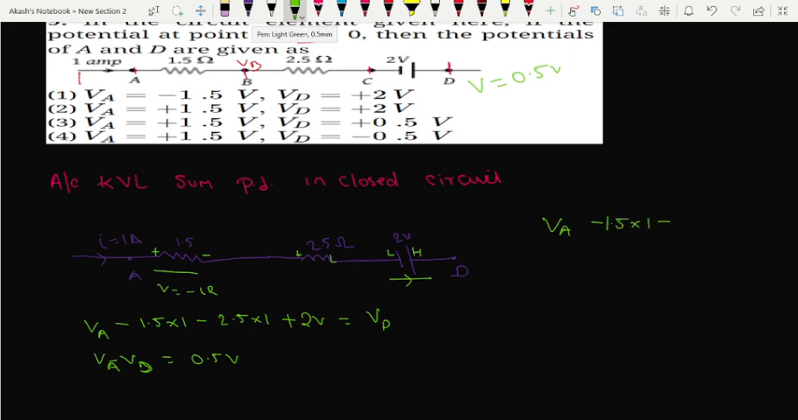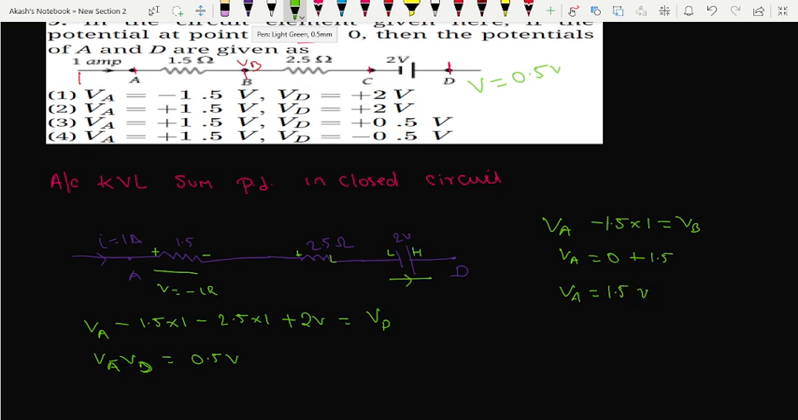Now coming to the potential at A, we can simply write VA minus 1.5 into 1 equal to VB. Given that VB is equal to 0, according to the question, VA equals 0 plus 1.5, so we get VA is equal to 1.5 volt.